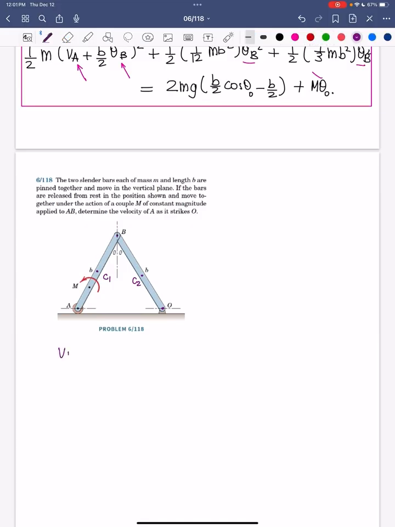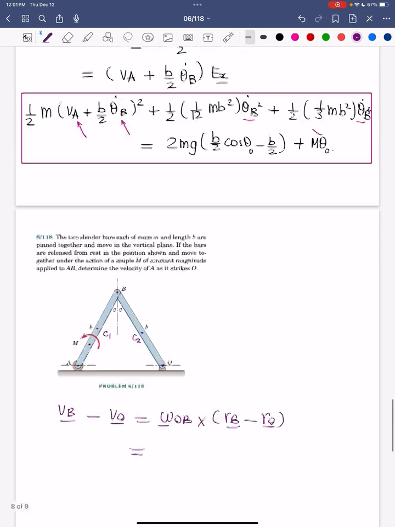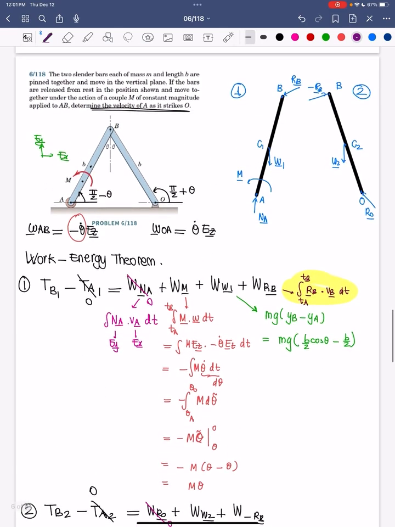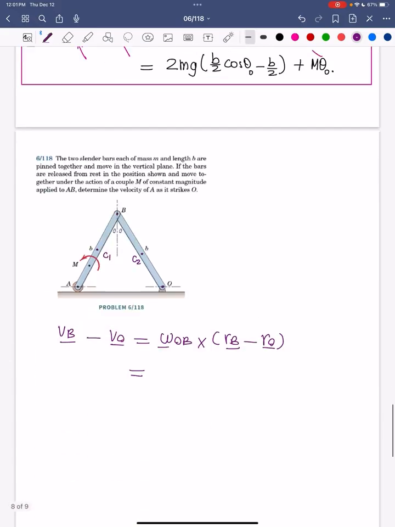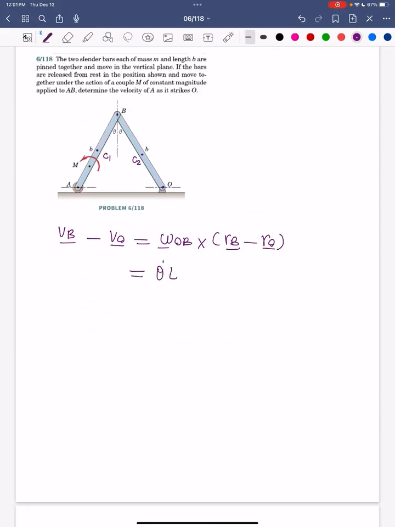So then we have VB minus VO is omega OB cross RB minus RO. Omega OB we said is theta dot EZ. Yes, OB is theta dot EZ. And at the vertical configuration, RB minus RO is just B EY. So that's theta dot B minus EX.